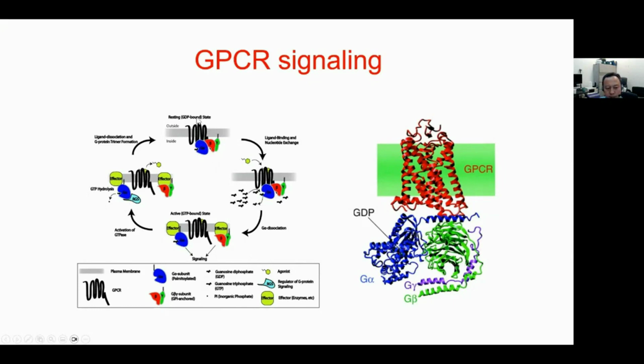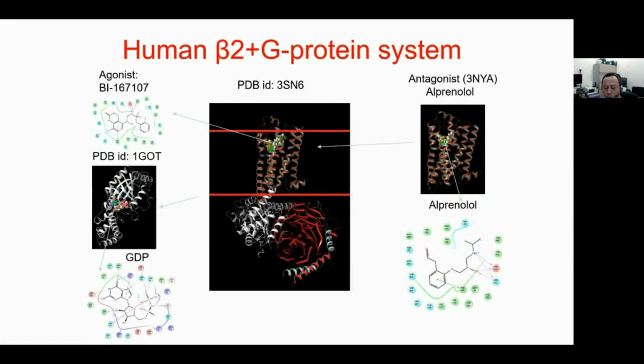Here the very interesting question is how the signal is transduced across the membrane to the inside, how the G protein knows about signal binding outside. That's an interesting physical question. For that, we can use molecular dynamics simulation to see how the signal can go inside. If we have a good understanding, this might help us design better drugs.